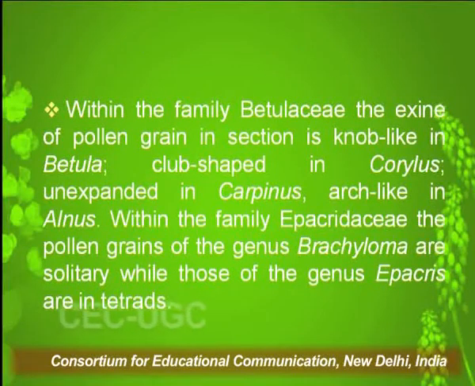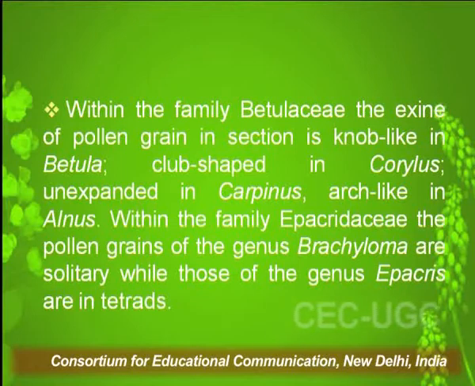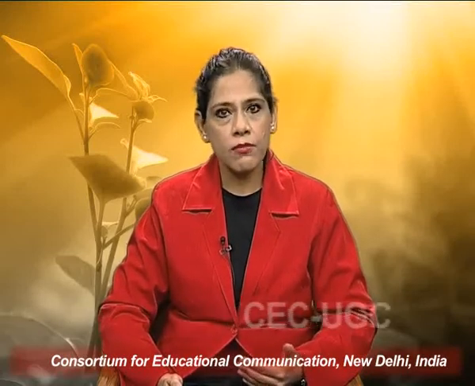Now, if we talk of another example at the family level, within the family Betulaceae, the exine of pollen grain in section is knob-like in Betula, whereas club-shaped in Corylus, unexpanded in Carpinus, arch-like in Alnus. Within the family Epacridaceae, this is another example where the pollen grains of the genus Brachyloma are solitary, whereas those of the genus Epacris are in tetrads.